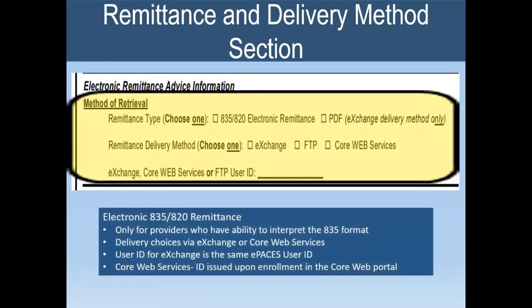Electronic 835, 820 remittance is only for providers who have the ability to interpret the 835 format. Delivery choices are via Exchange or Core Web Services. The user ID for Exchange is the same ePACES user ID. Core Web Services ID is issued upon enrollment in the Core Web portal.